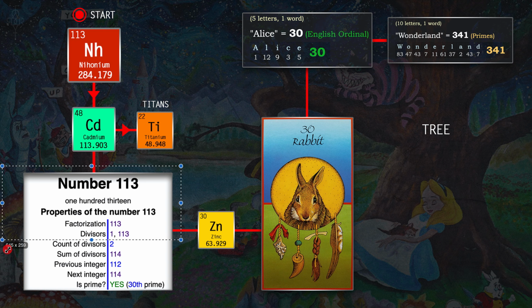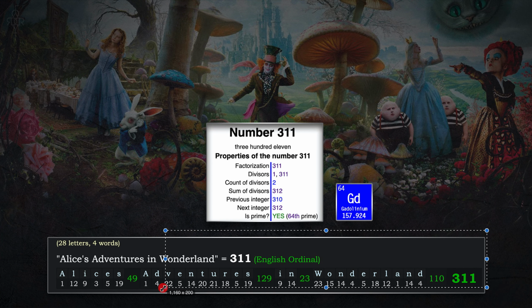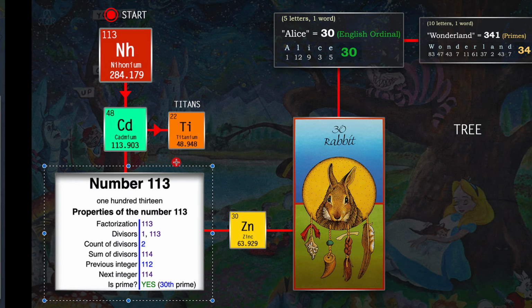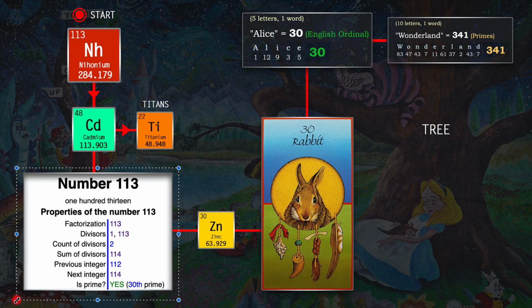And notice that the number 113, folks, which is why I had Nihonium here, which is the mirror of the 311, which I go back here, which is the title of the book. Right there. 311, the mirror of the 113, title of the book. Here it is, Nihonium. Cadmium has an atomic weight of 113, and the 113 is the 30th prime number. And 30 is zinc. 30 is tied to the Yod-Heh-Vah-Heh because that's 63.